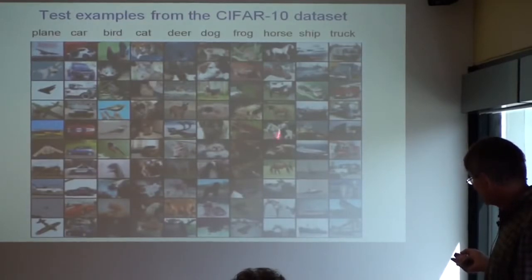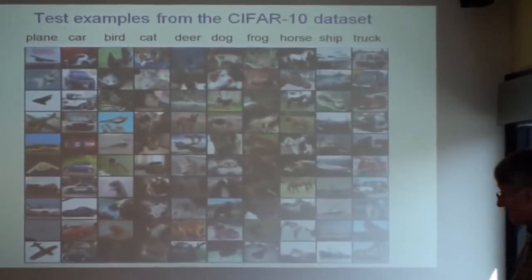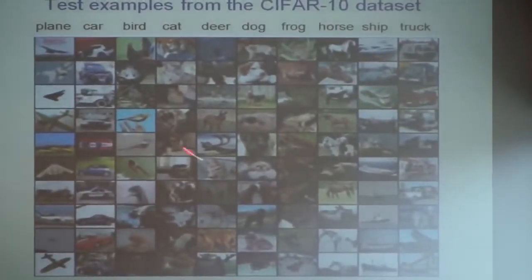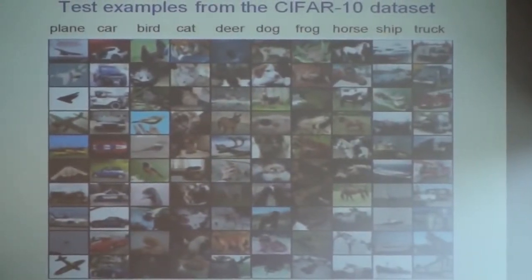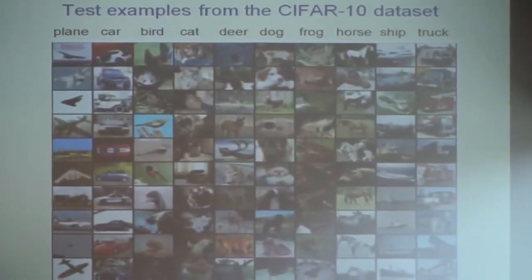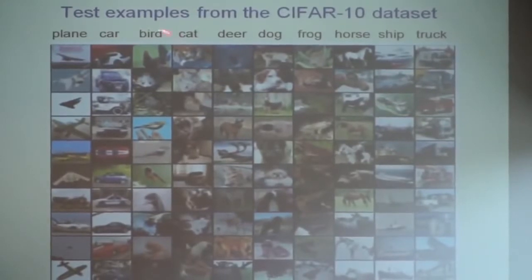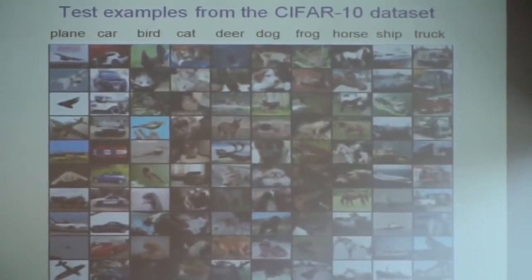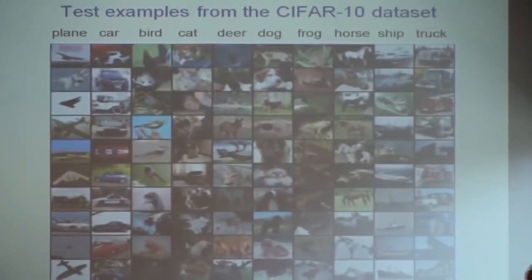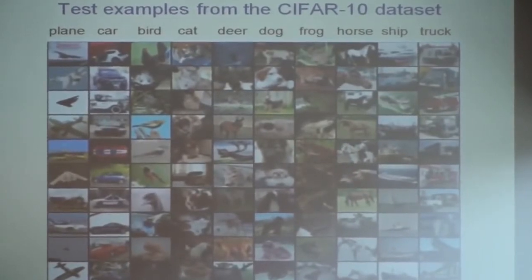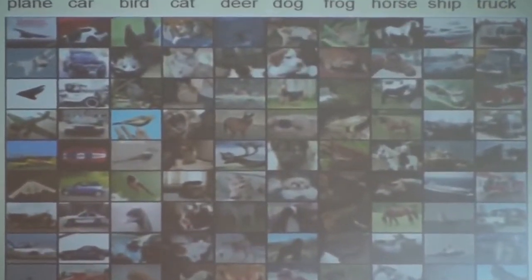People are pretty good at this. People won't make very many errors. That's partly because these were hand-labeled by people. But even people make some errors. We only have 50,000 training examples, 5,000 of each class, and 10,000 test examples, because we had to hand-label them. But we have a lot of unlabeled data.